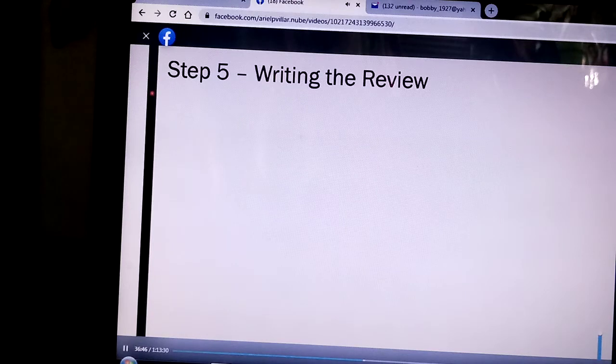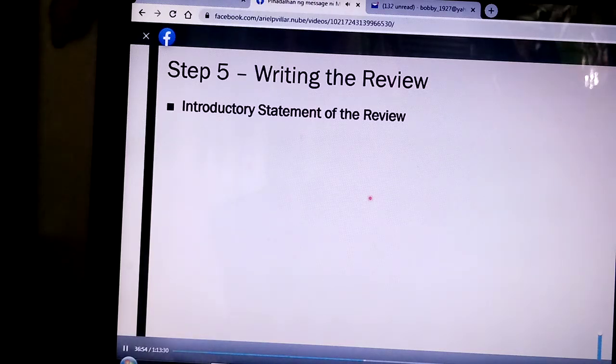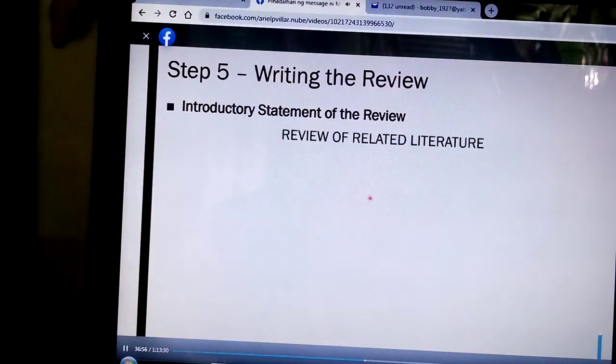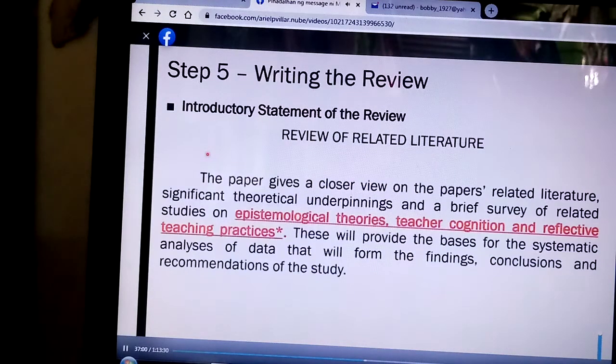Then we have, of course, number 5, writing the review. Okay? So, when you start your review of related literature, ito po yung ating sample na introductory paragraph. Okay? This will be our first one. Standard po yan. Pwedeng kukopyahin nyo na lang except yung kulay pula. Okay? So, the introductory paragraph actually is like this.